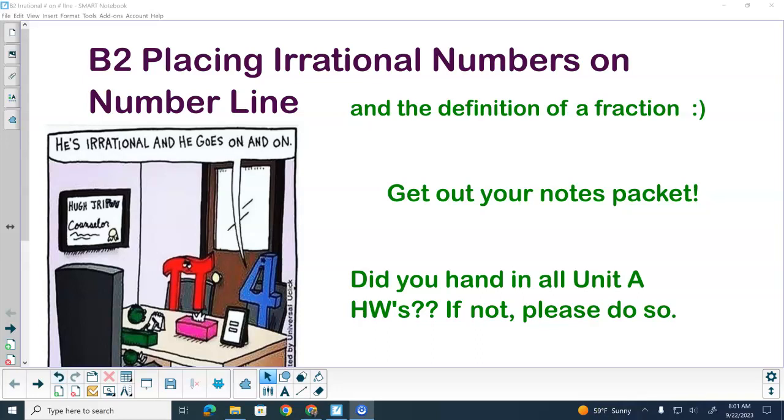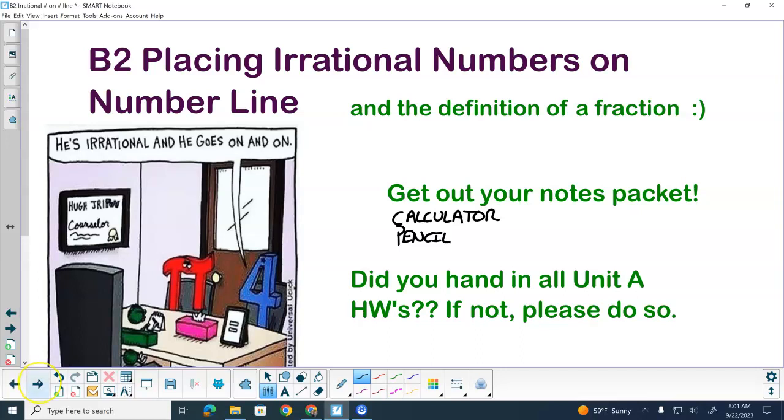So, notes packet we need out, calculator, pencil. Okay. If you haven't got time to get the calculator yet, you can always use your Chromebook, or you can just wait for us to figure out what these are. Okay? Let's do this.